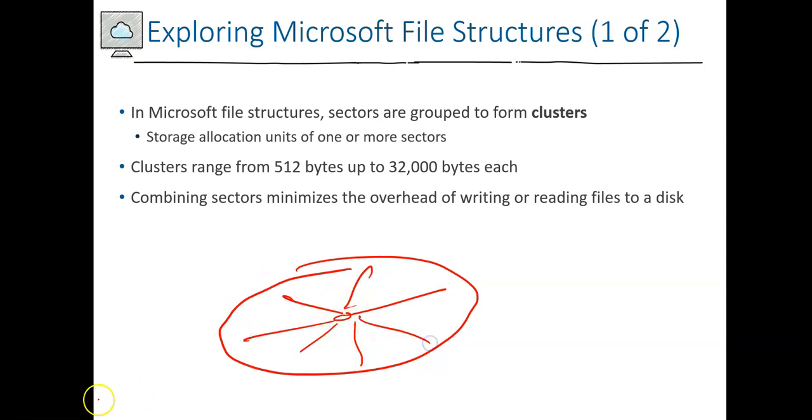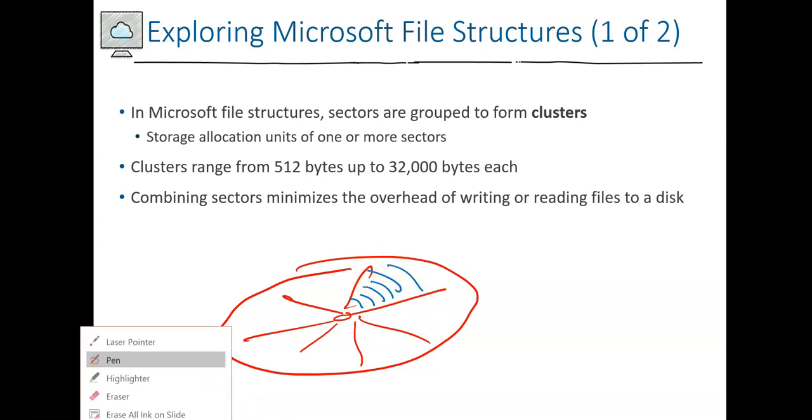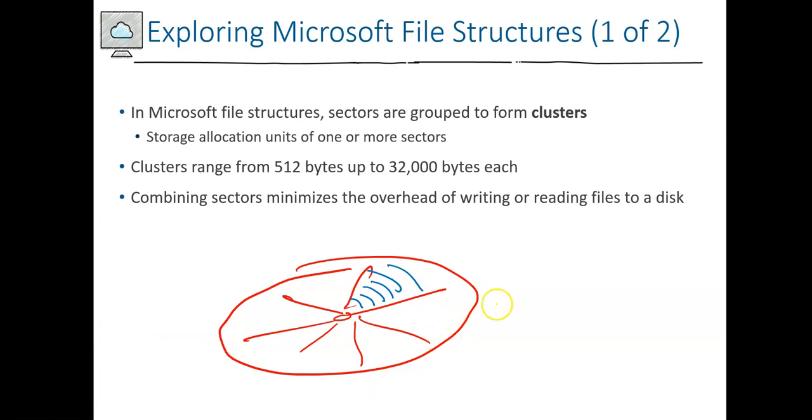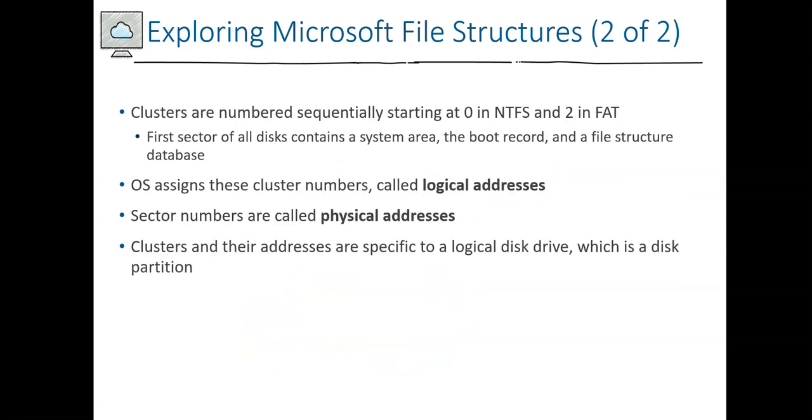like these cylinders. Actually, let me change the color. So we have a track. This is the cylinder, then the track. Then whenever I have data, I decide to group the data. This groups together two tracks. So this is what we call a cluster. A cluster could be 512, could be 32,005. So clusters are a technique of storing on the device.